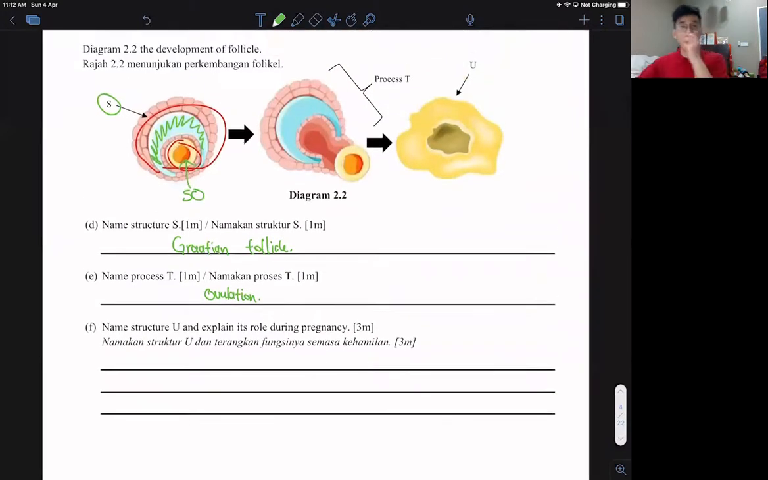Understand? Now, the next question we haven't learned yet. So this one is more on the menstrual cycle only. You will learn one. See, name, structure, you, and explain its role during pregnancy.